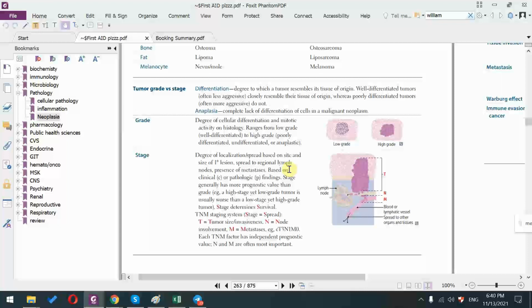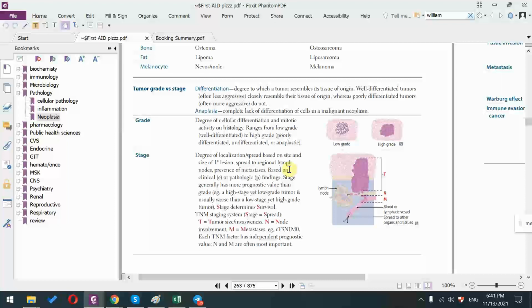Now let's speak about grading a tumor and staging a tumor. Guys, before I speak about anything, remember that staging is superior to grading. Now I can speak about them. So, grading is the degree of cellular differentiation and mitotic activity on histology. It ranges from low grade, which means well differentiated, to high grade, which means poorly differentiated, undifferentiated, or anaplastic. So high grade means there is poor differentiation, and low grade means there is good differentiation.